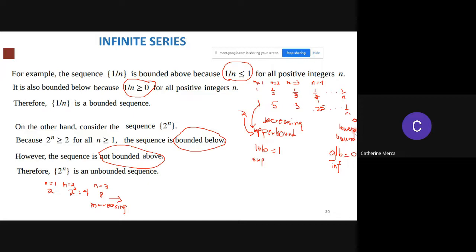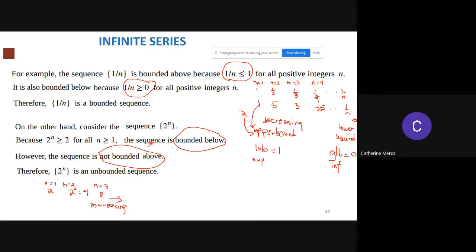In this case, if you take a look, limit of 1 over n, it will just tend to 0. Not necessarily an element of the sequence. So, pero lower bound ang 0. Ang 1, which is an upper bound, actually is an element of your sequence.